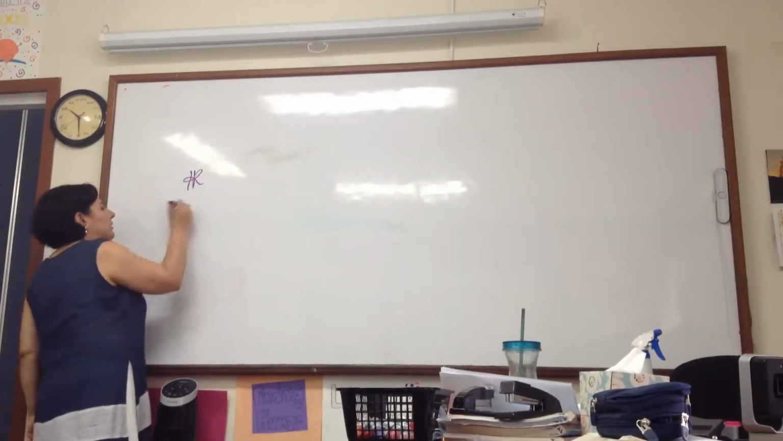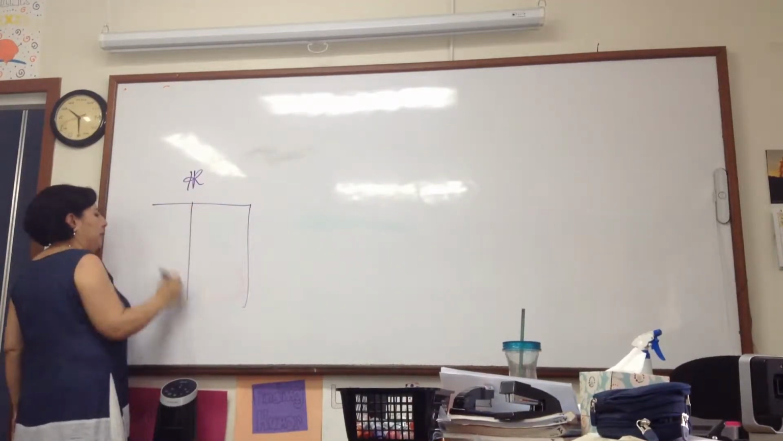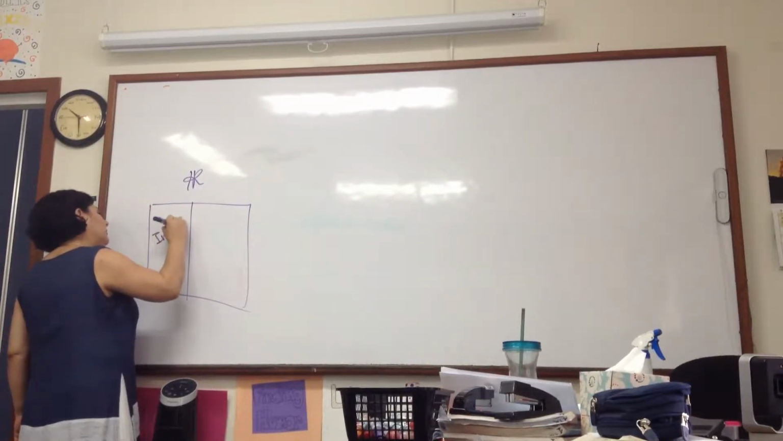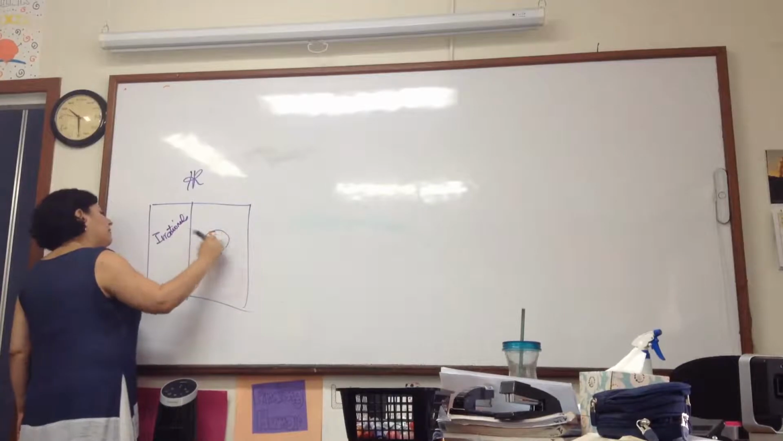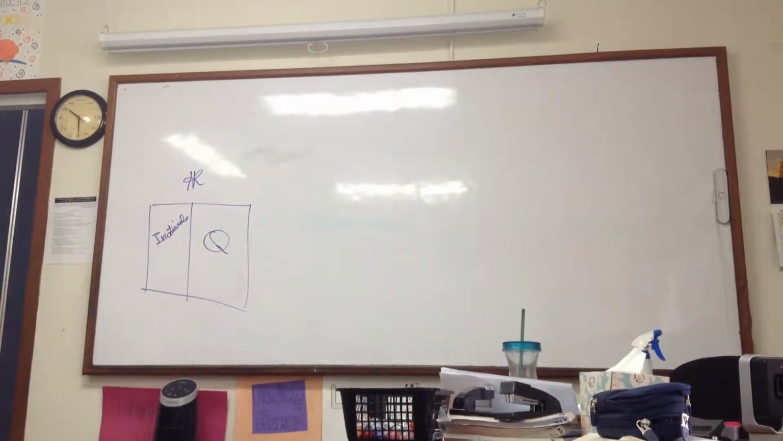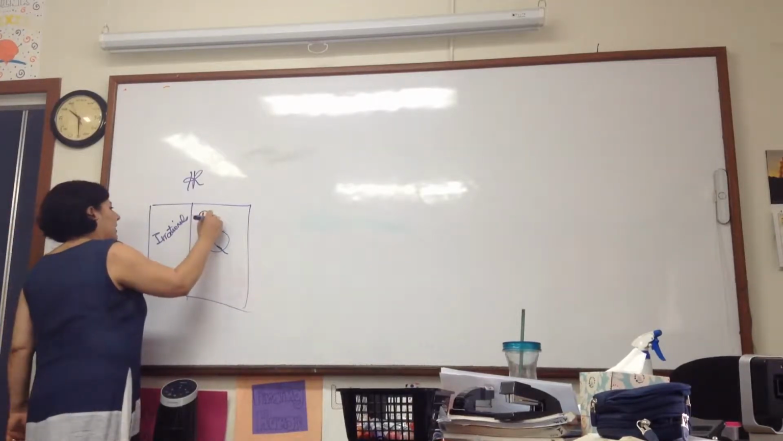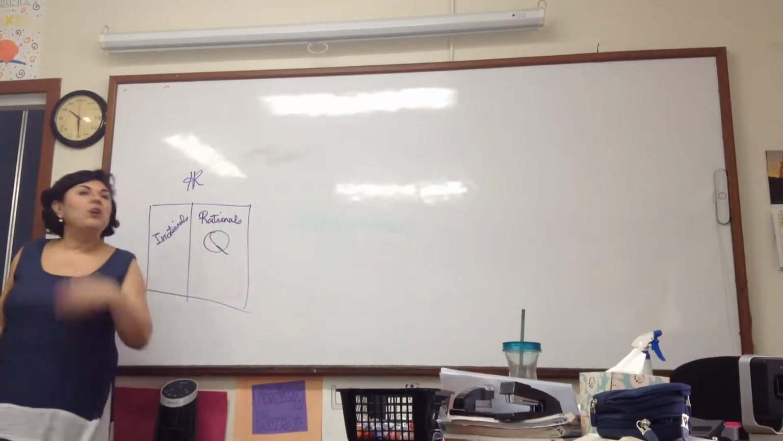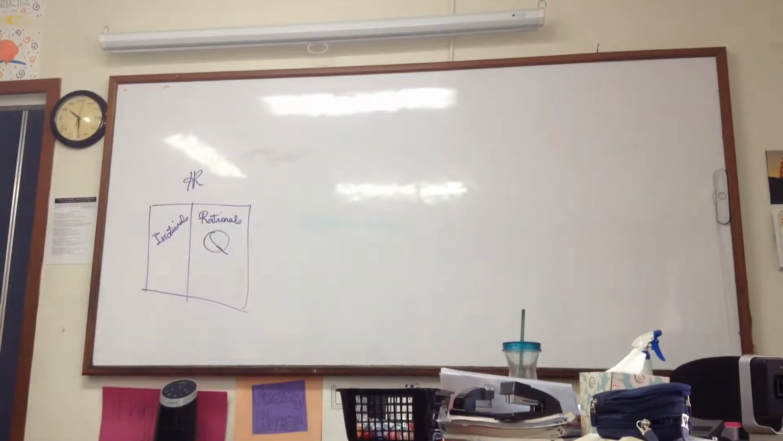Real numbers are divided into two big groups: irrationals and rationals. Rationals are expressed with the Q because it's a quotient. Why are rationals expressed with the Q? Anybody have any idea? What are rational numbers?